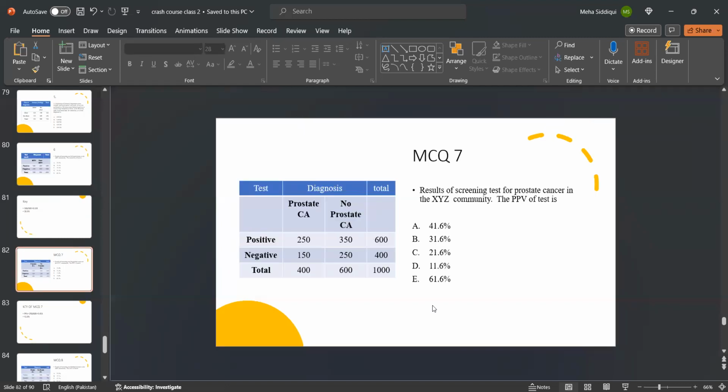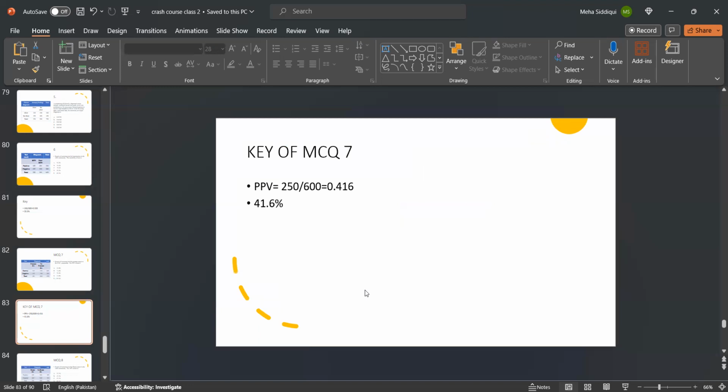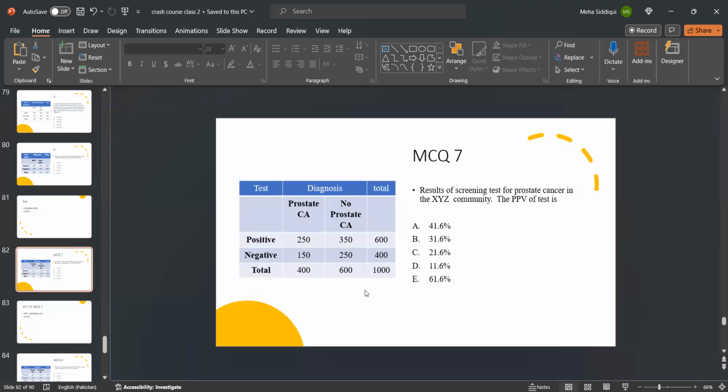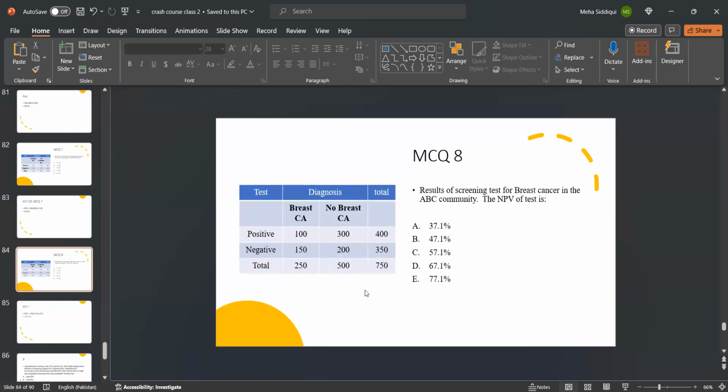MCQ number 7. Results of a screening test for prostate cancer in the XYZ community. The PPV, that is the positive predictive value of the test. Now, what will be the numerator and denominator? 250 over 600, that is 41.6%. A is the right option.